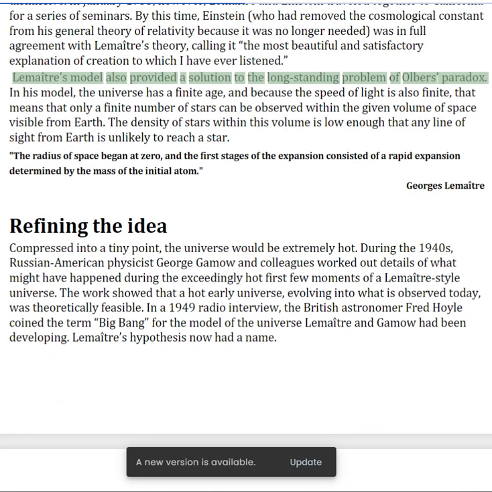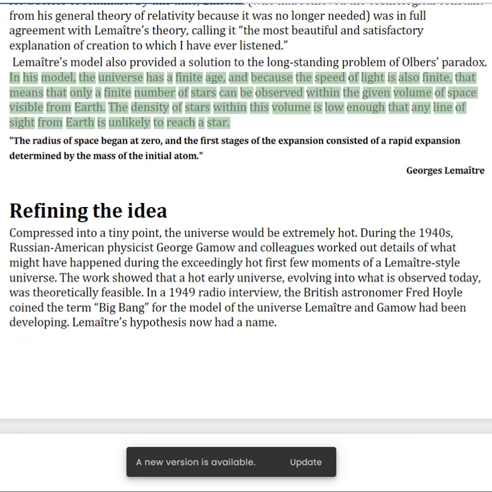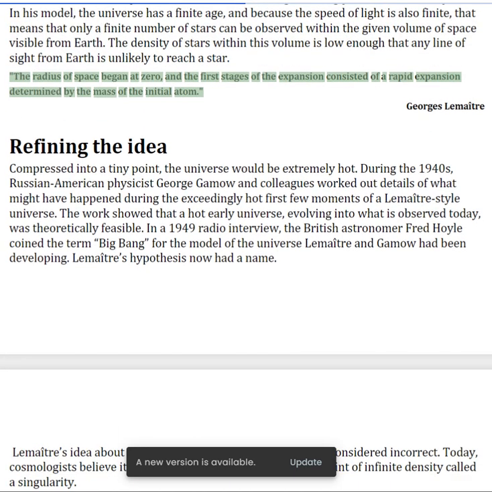Lemaitre's model also provided a solution to the long-standing problem of Olbers' paradox. In his model, the universe has a finite age, and because the speed of light is also finite, that means that only a finite number of stars can be observed within the given volume of space visible from Earth. The density of stars within this volume is low enough that any line of sight from Earth is unlikely to reach a star. The radius of space began at 0, and the first stages of the expansion consisted of a rapid expansion determined by the mass of the initial atom.